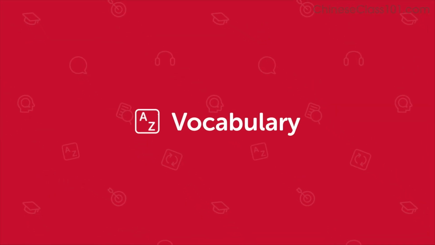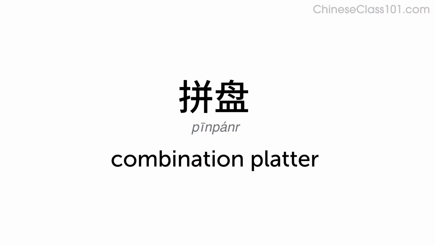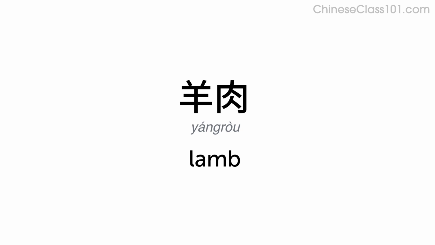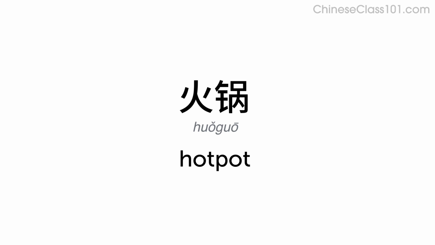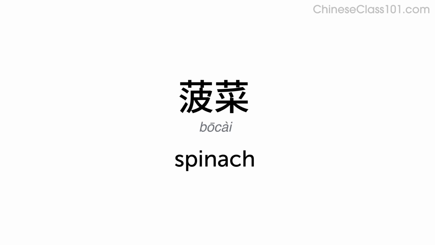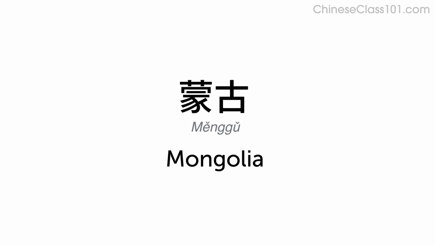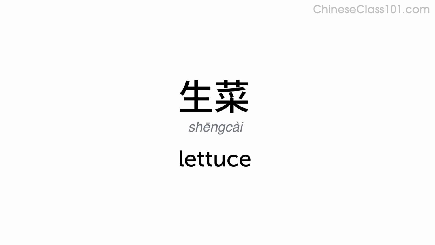Now you will hear the key vocabulary, followed by the English translation. 拼盘儿, combination platter. 特, particularly. 羊肉, lamb. 火锅, hot pot. 菠菜, spinach. 牛肉, beef. 蒙古, Mongolia. 生菜, lettuce.